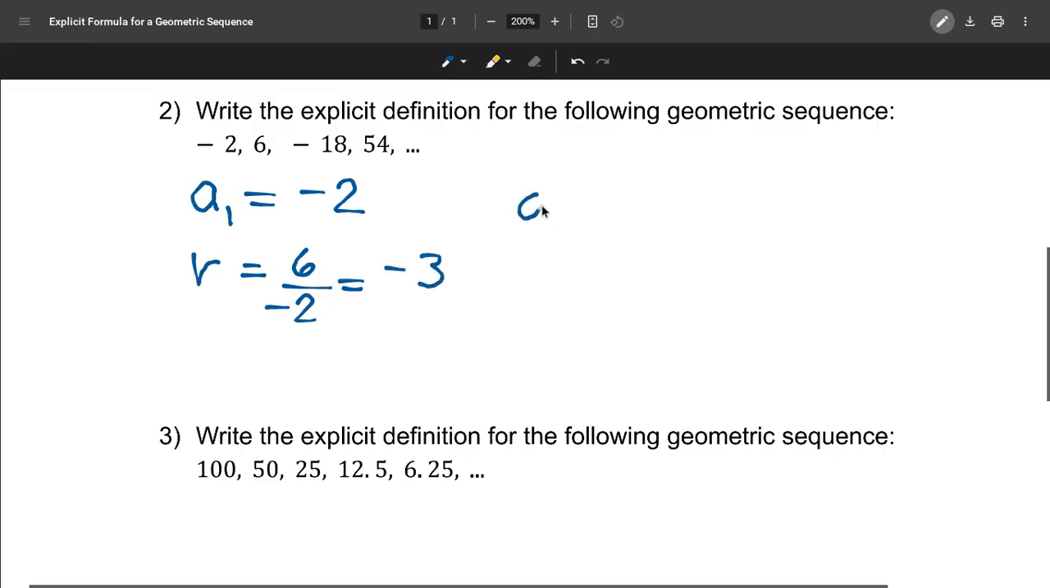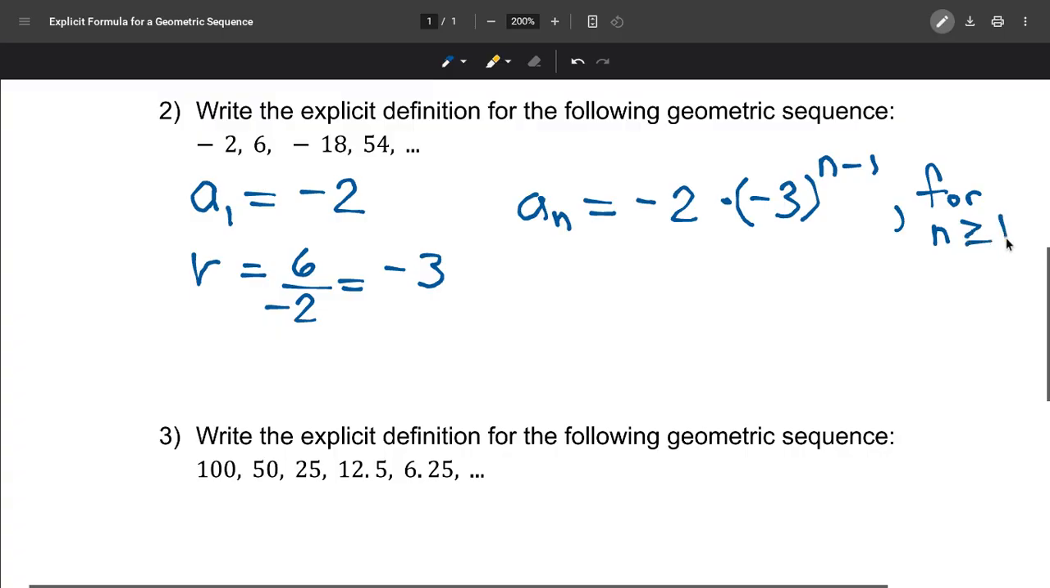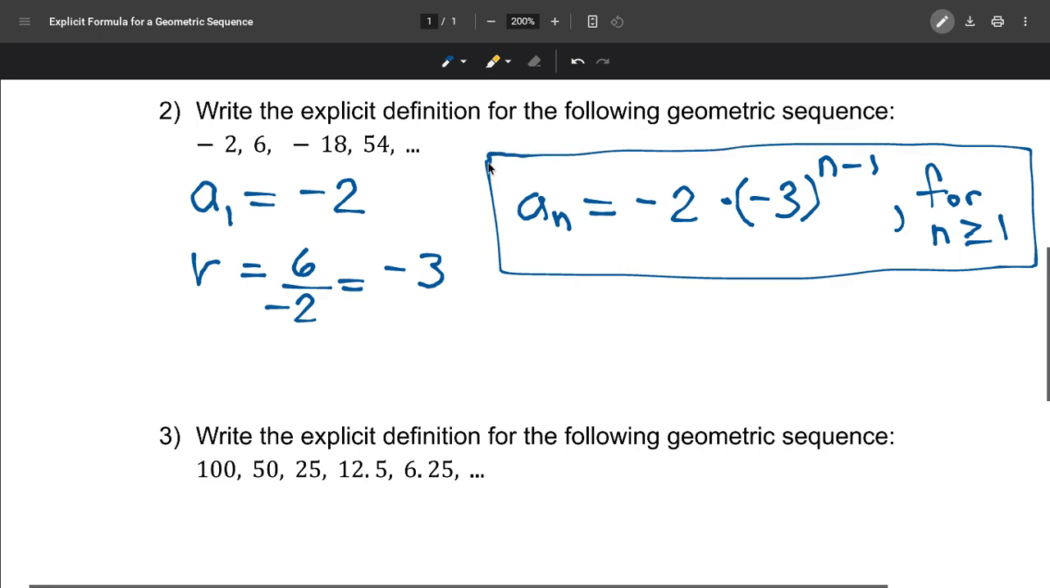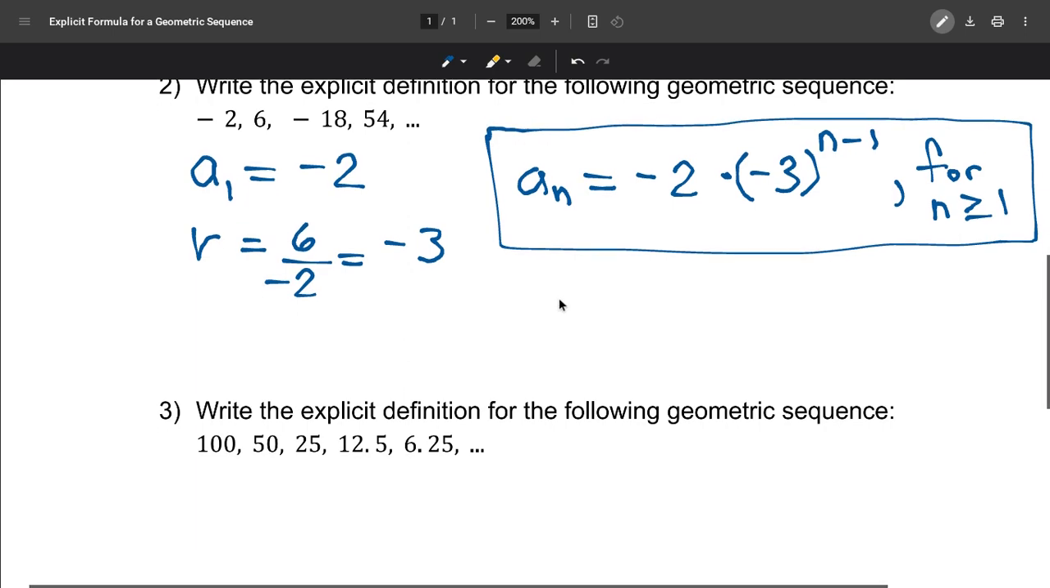So our explicit definition is a sub n equals negative 2 times negative 3. I'm going to put the negative 3 in parentheses, to the n minus 1 power for, just sneak it in here, for n is greater than or equal to 1. So this is my explicit definition for the second one here. Okay, let's do another one.